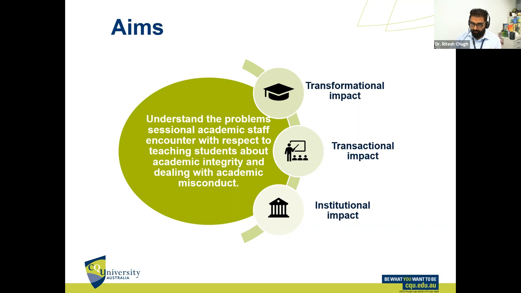So these were the three different impacts that we wanted to achieve from the study. Transformational, which I repeat, is to improve the awareness of students in terms of academic integrity and misconduct. Secondly, transactional, which is so that staff can use the knowledge and skills in marking and other moderation and administrative processes. And finally, a reduction in the cases of academic misconduct, which is your institutional impact.